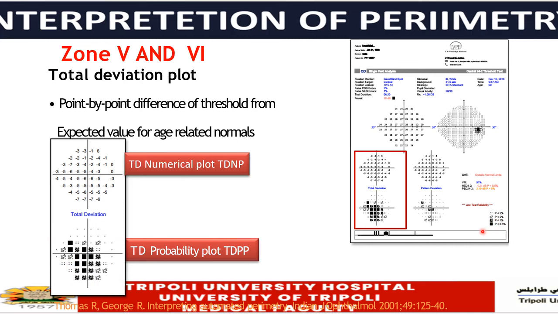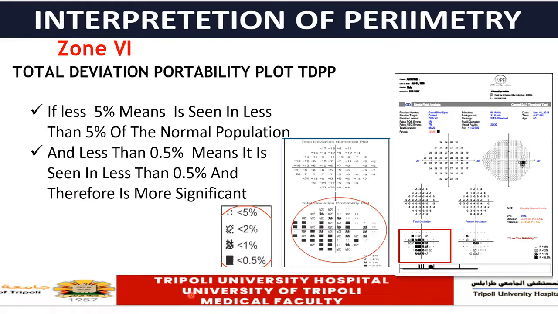The smaller the figure, the more significant is the deviation. So when we say that this defect is less than 5% probability, it indicates that less than 5% of normal people have the same defect. So most likely this is more normal. So this is zone 5 and zone 6.